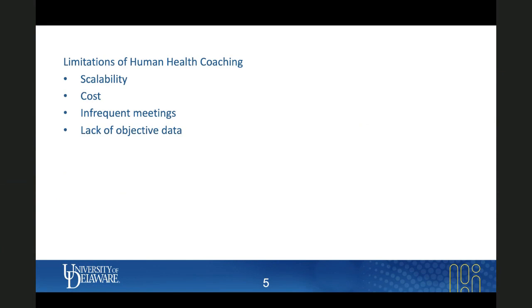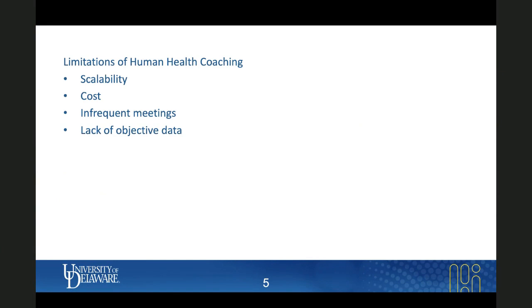So there are some limitations of human health coaching. Notably the scalability, because there are a limited number of health coaches, and each health coach can only take a small number of clients. The other problem is the cost. Because health coaches are certified, these can be expensive sessions, so not everyone can access this. And then there is the problem of infrequent meetings. Usually health coaching sessions happen once every 2 weeks or once a month or so.